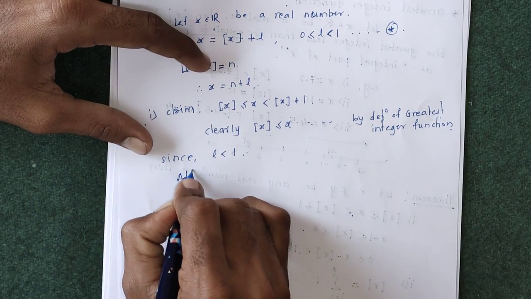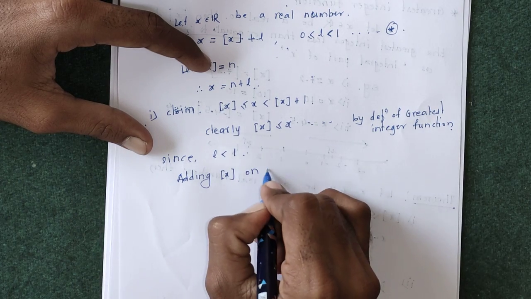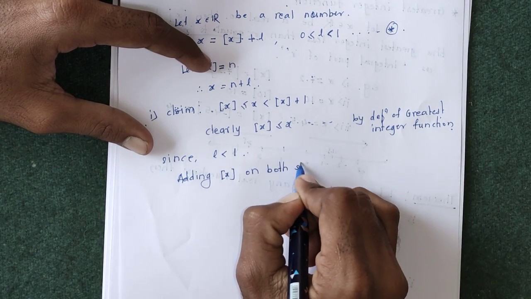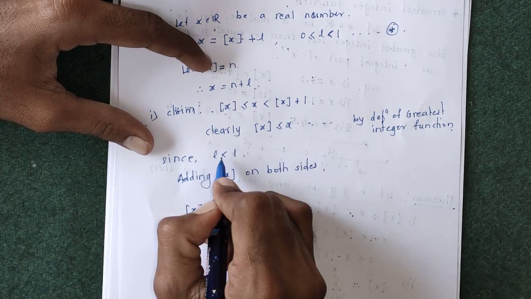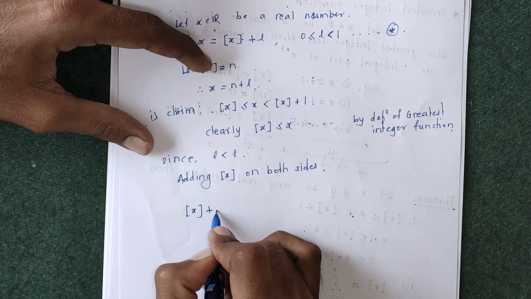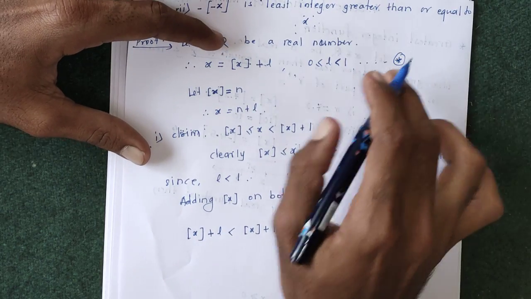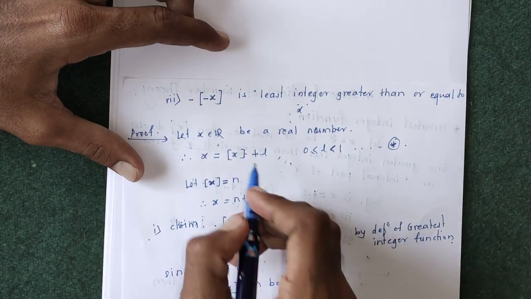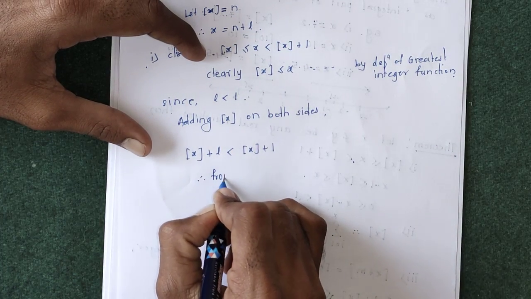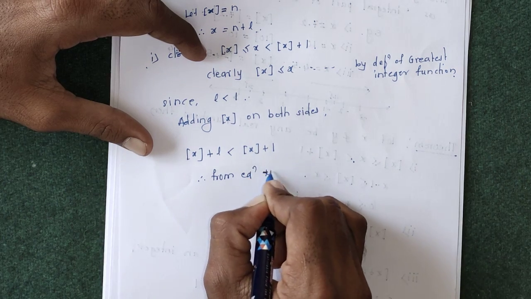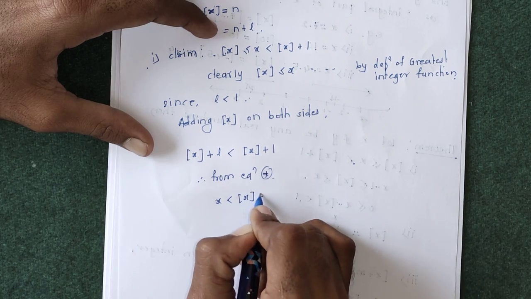Adding integral part of x on both sides means, on this equation, integral part of x plus l is less than integral part of x plus 1. But by equation star we have integral part of x plus l is equal to x. Therefore, from equation star we can write this equation as x is less than integral part of x plus 1.